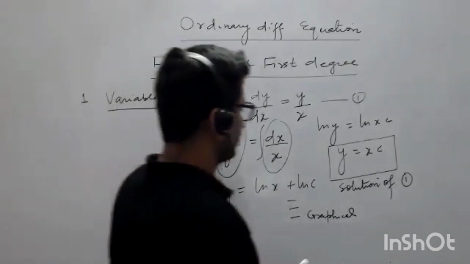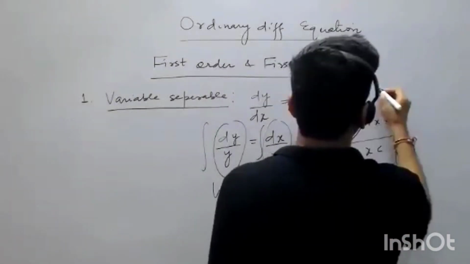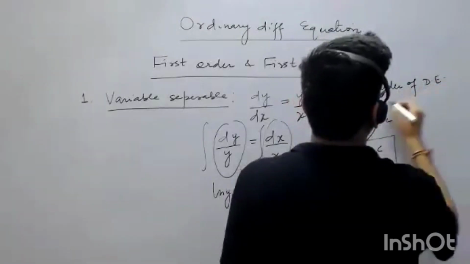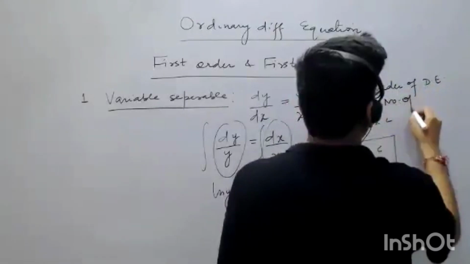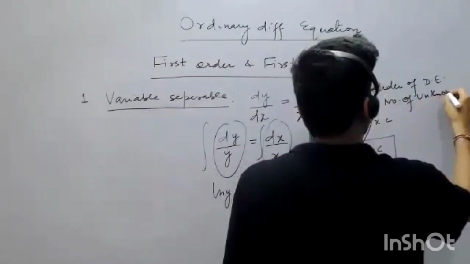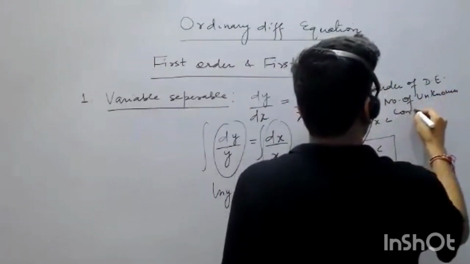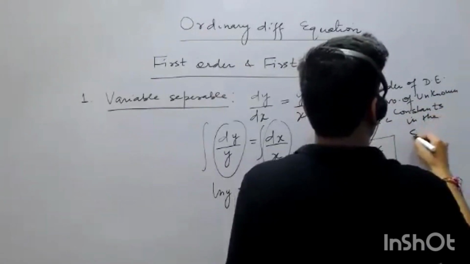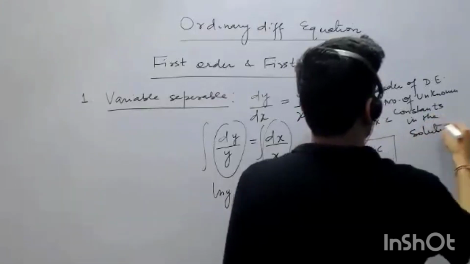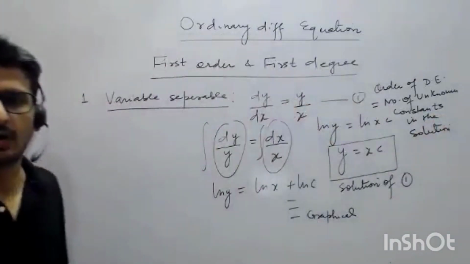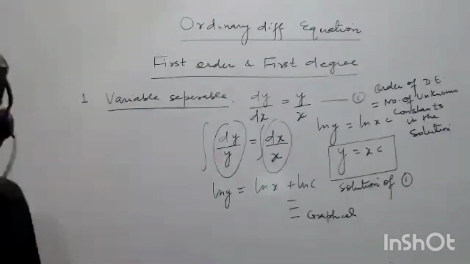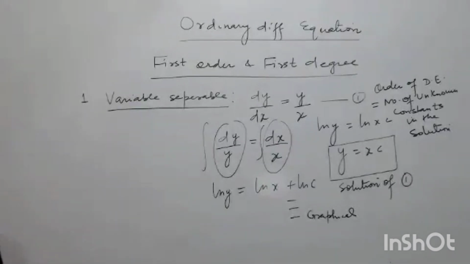One thing I want to tell you: the order of a differential equation is equal to the number of unknown constants in the solution. The order of differential equation is equal to the number of unknown constants in the solution.